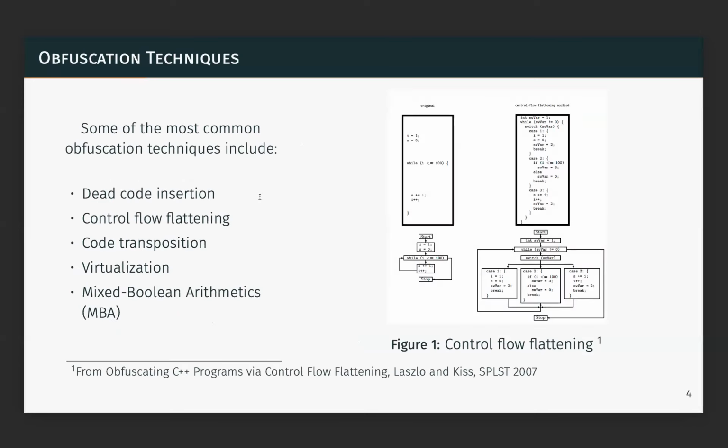Now, among the most common obfuscation techniques, we have dead code insertion, that is the insertion of single instructions or code snippets that have nothing to do with the actual calculations. Control flow flattening, that is the act of transforming a single function into a loop that is broken into multiple basic blocks out of order that are used through a switch case statement. Code transposition, that is the act of reordering instructions such that their side effects have no implications between each other.